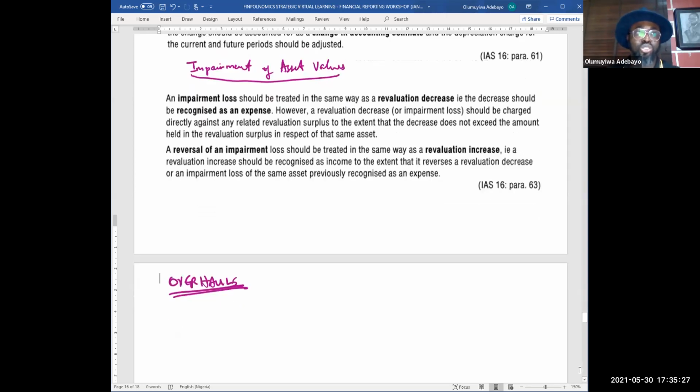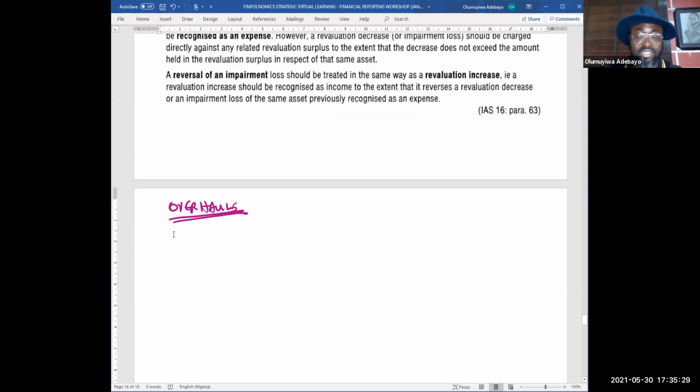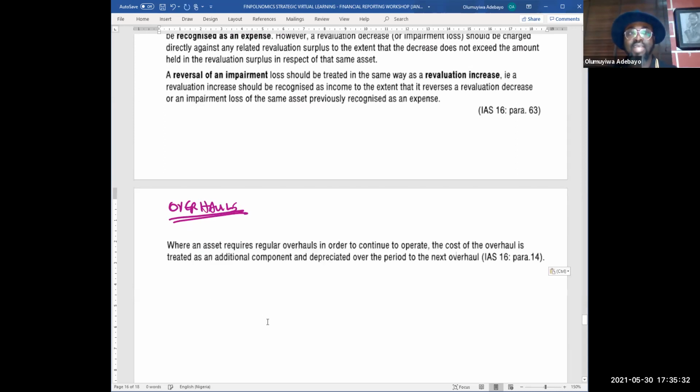And that is a position which the standard has provided. Where an asset requires regular overhaul in order to continue to operate, the cost of the overhaul is treated as an additional component, and such should be depreciated over the period to the next overhaul. Okay, that is that. Any other question before we proceed? Any other question?